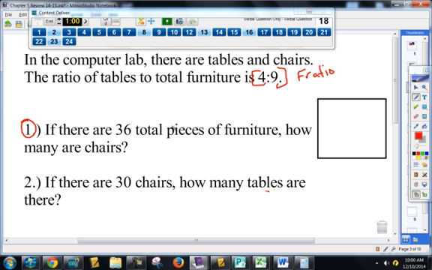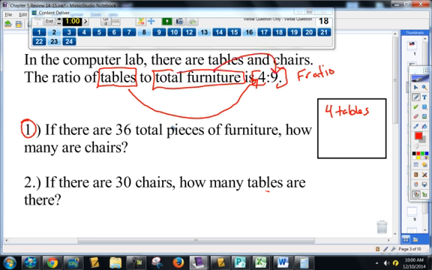It obviously gives you the 2 pieces that's given, but there's always going to be a 3rd piece that it's going to give you, assuming it's a total like this. It's one of these kind of situations. Okay? So since it says the ratio of tables, I know that's the first thing given, so that's the first number. So that means there are 4 tables. Then it says the ratio of tables to total furniture. That would go with 9. So that means I got 9 total pieces of furniture.